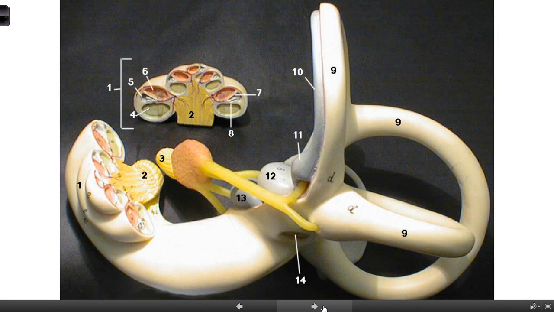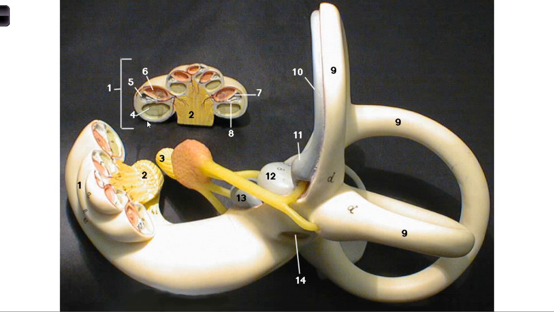The inner ear, here you've got a model of the inner ear. This is the cochlea here. It's been cut in half, cut open, and you can see these tubes inside it which are full of fluid and full of those tiny cells that pick up the vibrations.